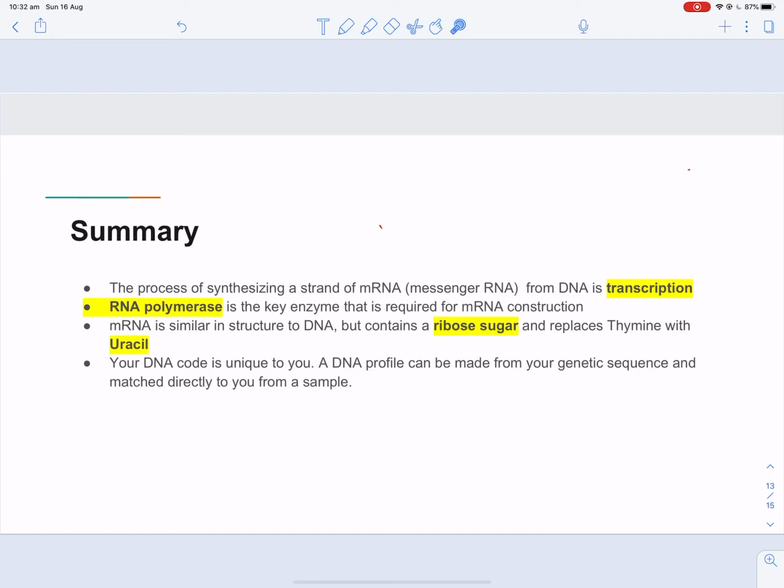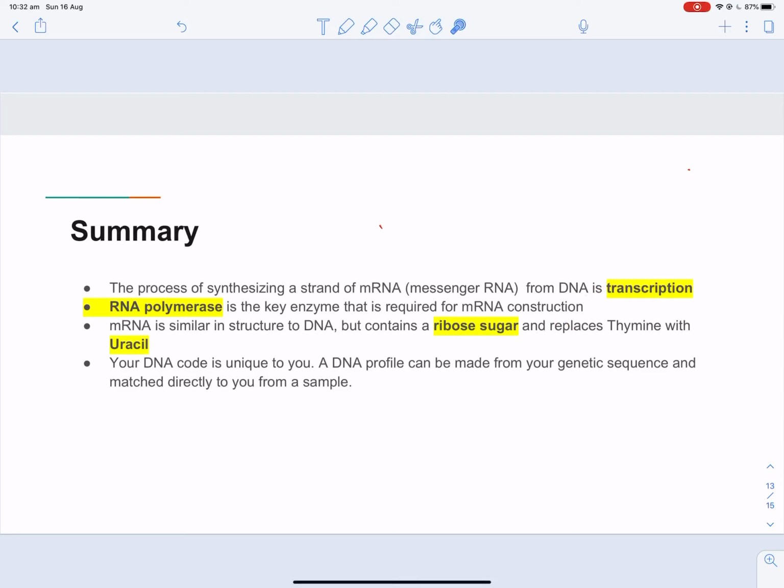So in summary, guys, the process of synthesizing a strand of mRNA from DNA is called transcription. Remember that. RNA polymerase is the key enzyme that is required for mRNA construction, because that's what comes in and unwinds the DNA and adds the bases. So mRNA is similar in structure to DNA, but it contains a ribose sugar instead of a deoxyribose sugar, and replaces thymine with uracil. So instead of there being T's, there's now U's in RNA.